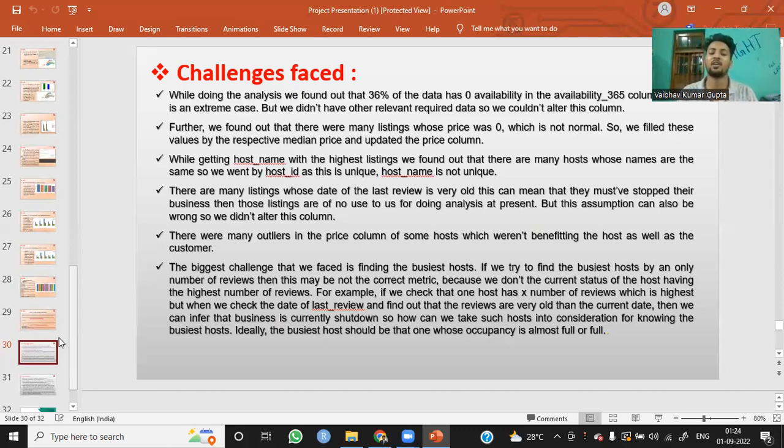We don't have much information to differentiate between these two reasons. So this was the trickiest part, and I also faced a little bit of difficulty in calculating the metrics for the busiest host.